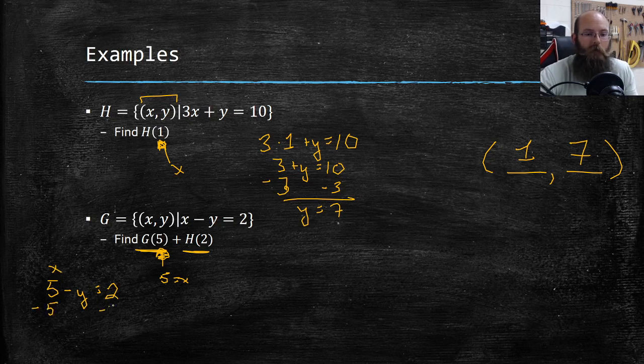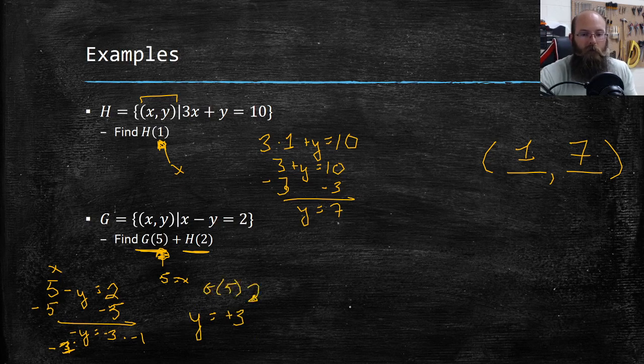Subtract my 5. Now negative y equals a negative 3, but if I multiply both of those by a negative 1, that gets me then a positive y equals a positive 3. That's my g of 5. G of 5 gets me a positive 3 for my y coordinate. I'm going to add my h of 2. H with a 2 shoved into it is from way up at the top.